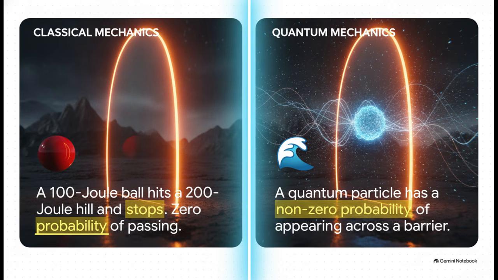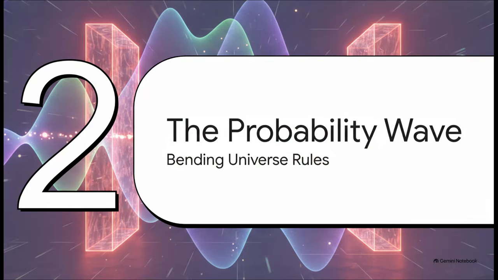But, and this is where things get wild, what is completely impossible for a classical ball rolling up a hill is actually possible for a subatomic particle. A quantum particle facing a barrier greater than its total energy actually has a non-zero probability of suddenly appearing on the other side. It doesn't climb over, it just passes directly through. So how does it do that?